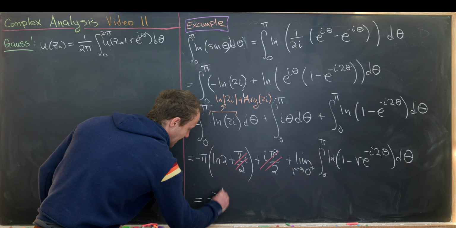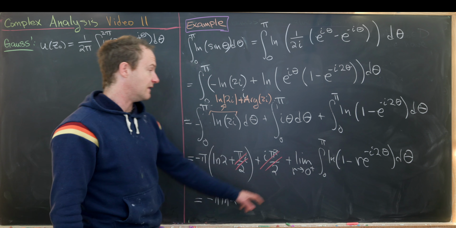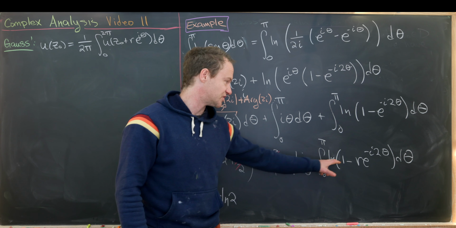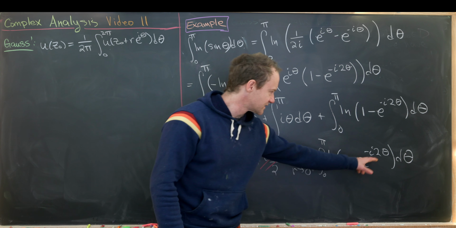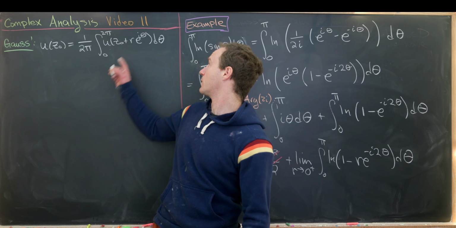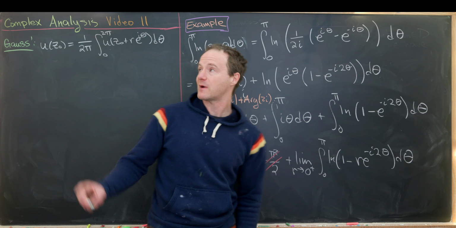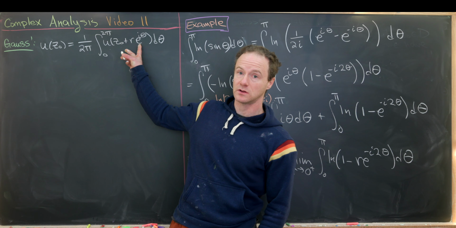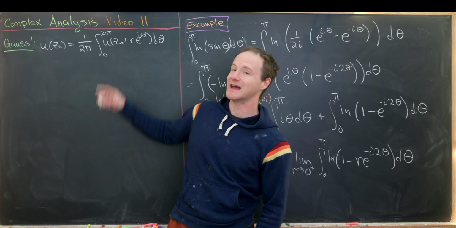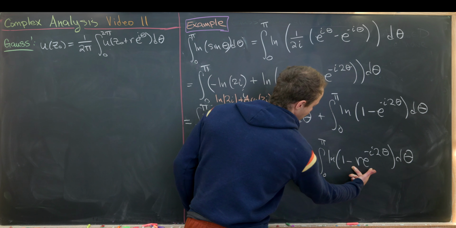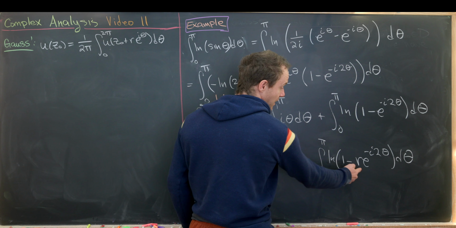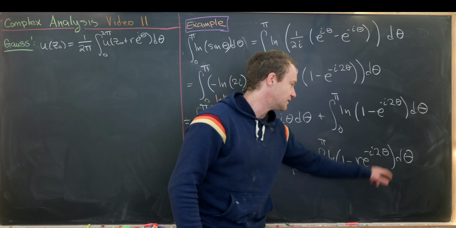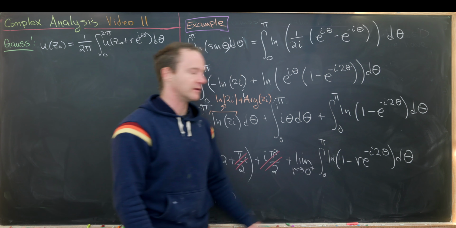So this gives us minus pi times the natural log of 2. And then we can use Gauss's mean value property on this integral to tell us that this is just the natural log of 1. You might say, well, this looks a little bit different than what we have over here. But the important thing is this interior is parametrizing a circle of radius r, which is centered at z naught. And this right here is parametrizing a circle centered at 1 of radius r. It's just parametrized a little bit differently. Notice that this 2 theta here makes up for the fact that we're only going from 0 to pi here.